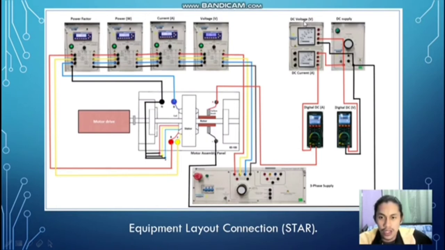Okay, next, the output of the analog DC voltage connects to the negative terminal at the DC supply, and from here the negative terminal will connect at the digital DC voltage here. So the output will connect at this point here. So it will complete all the connections for the star.